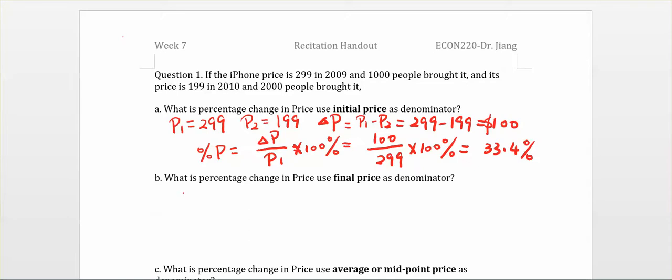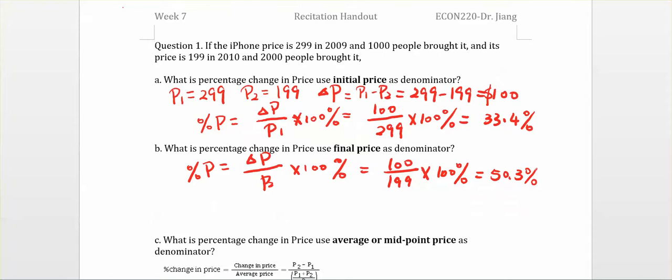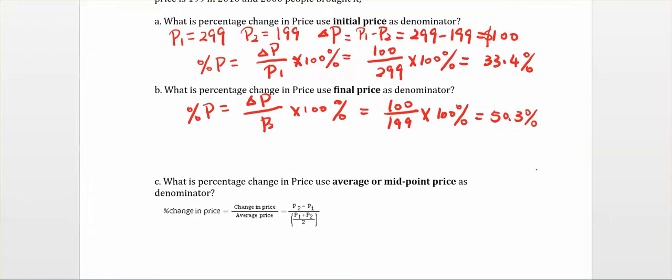So the only change for the second one is our denominator. We still use the percentage change of the price equal to the delta P. So instead of dividing by P1, we divide by P2 times 100%, and we will get 100 divided by 199 times 100%, which is 53%. So can you see the change? Since P2 is smaller than P1, after we calculate the price change, we find that the second price change is larger than the first price change.